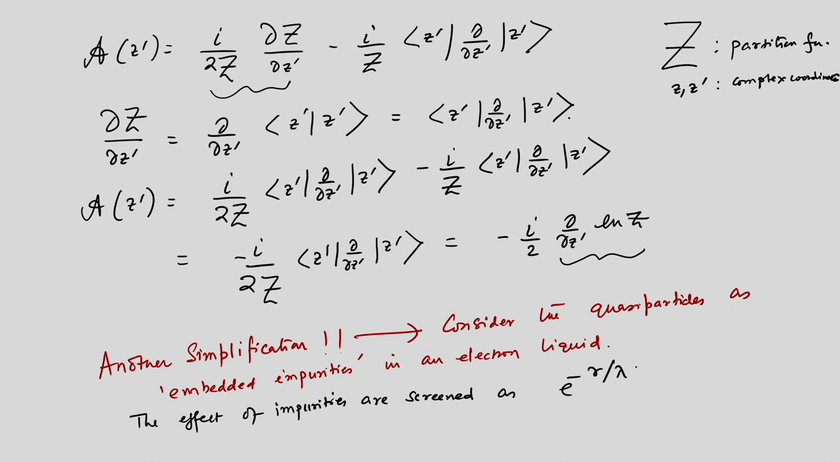Falling off as exponential of minus r by lambda, where lambda is called the screening length, or Debye screening length. It's usually called the Debye screening length. And in actual systems, it goes as root T, where T is the temperature. But of course, here we are talking about a plasma at very low temperature, so let's not worry about this dependence on the temperature, but let's keep in mind that the electrostatic potential really gets screened off. So the effects of the impurities, or rather these quasiparticles, cannot be felt at a distance larger than lambda, the Debye screening length.